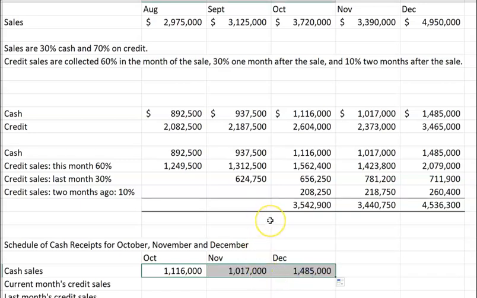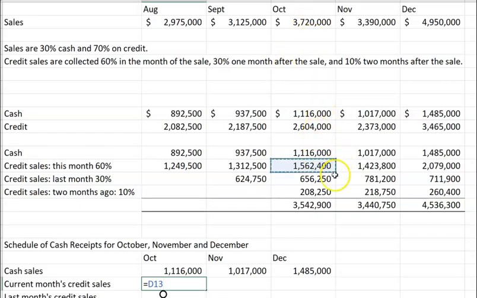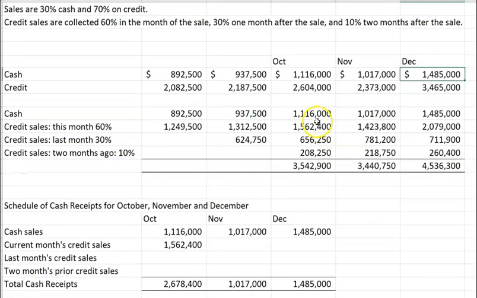And then we want the cash collected from the current month's credit sales. So the credit sales this month for October, right? October, that was 1,562,400. I guess I should label these. It'll be easier to see where I'm pulling the numbers. Okay. And then the current month's credit sales for November is the 1,423,800. The current month's credit sales for December, $2,079,000.